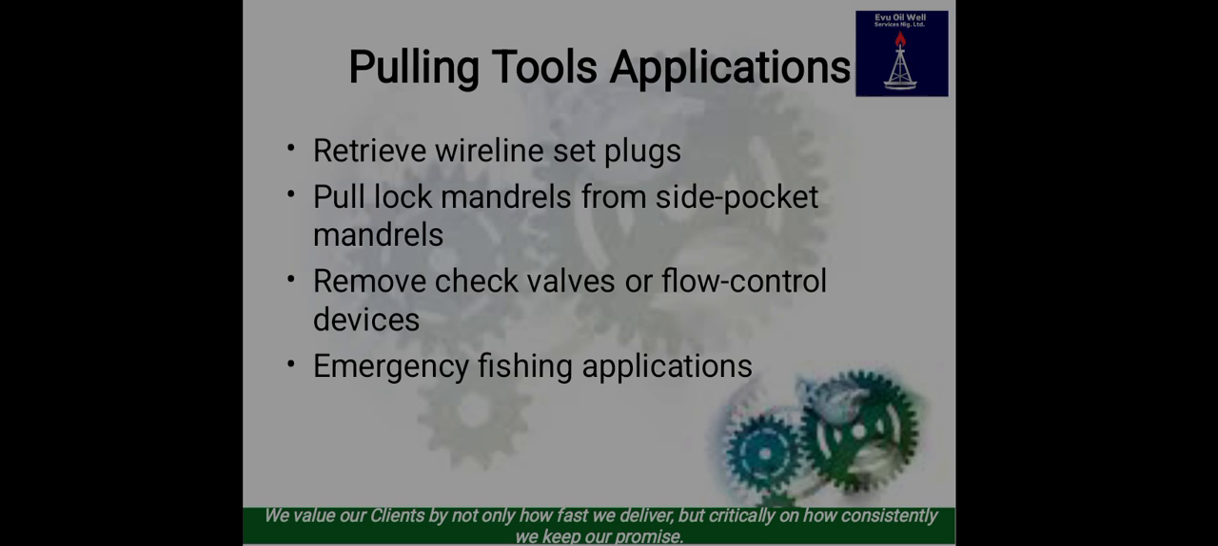Pulling tools applications. Pulling tools are widely used in retrieving wireline set plugs, pulling lock mandrels from side pocket mandrels, removing check valves or other flow control devices, and fishing operations when equipment is stuck downhole. That's where we deploy pulling tools. This makes pulling tools some of the most essential Slickline tools.